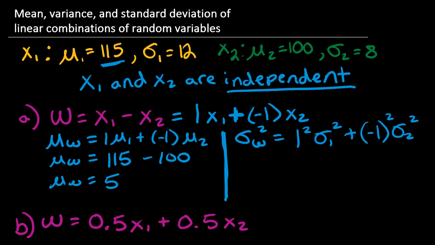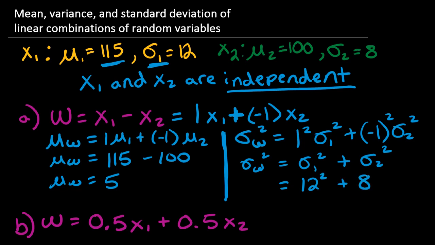All right, so let me simplify this. Positive 1 squared is just 1. So 1 times sigma 1 squared is just sigma 1 squared. Negative 1 squared is positive 1. So positive 1 times sigma 2 squared is just sigma 2 squared. Okay. All right, now what's sigma 1 squared and sigma 2 squared? They gave me the standard deviation, but they didn't give me the variance. So I'm going to need to square that: 12 squared plus 8 squared.